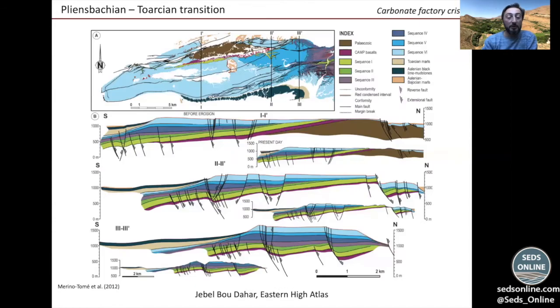And further east in Morocco as well, in this very nice study on the Jebel Bou Dahar here, you can also see a very nicely preserved isolated carbonate platform in the middle of the High Atlas. The blue here is the Pliensbachian, and you can see how the Toarcian and then the Aalenian deep water deposits are overlapping onto it. So basically there was a big time of hiatus and no deposition at all, right?